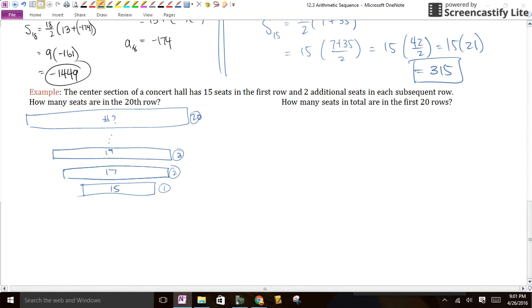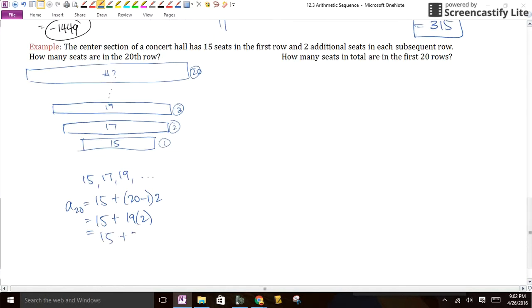You might notice that's just a sequence, right? 15, 17, 19, dot, dot, dot. I could definitely tell you how many are in row 20 because they're just adding 2 every time. So the 20th row would have the first row plus 20 minus 1 times the common difference 2. So 15 plus 19 times 2, 15 plus 38. What is that? 53, I think. Yeah, 53 seats in the last row.